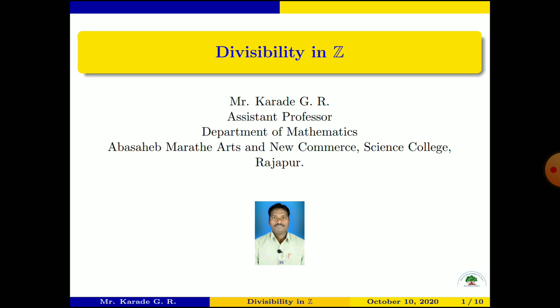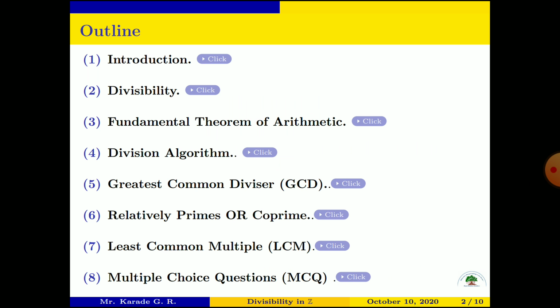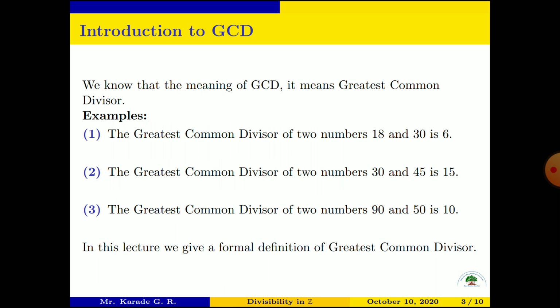In this lecture, we learn about divisibility in Z, and we discuss a new point. Today's new point is the greatest common divisor. Point number six, greatest common divisor. In short, we call it GCD. Okay, so first of all, we see some introduction.